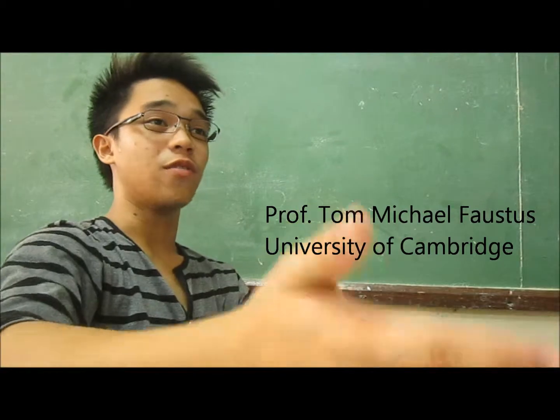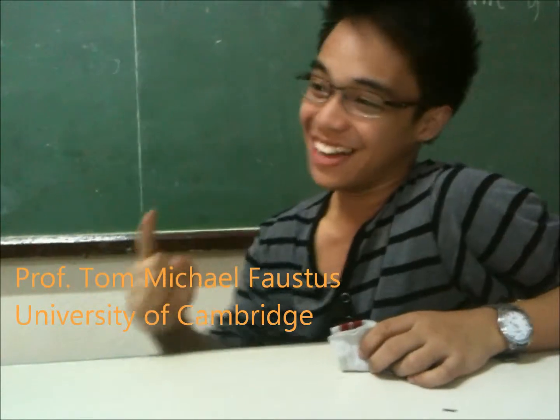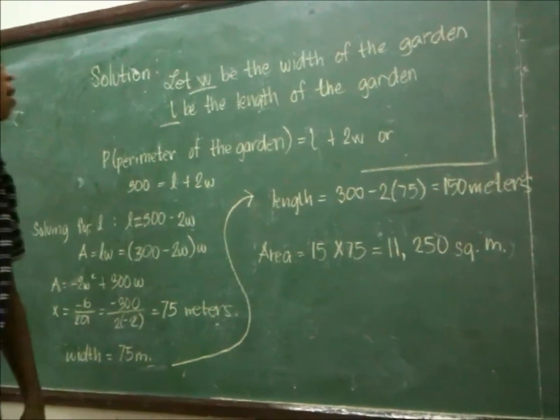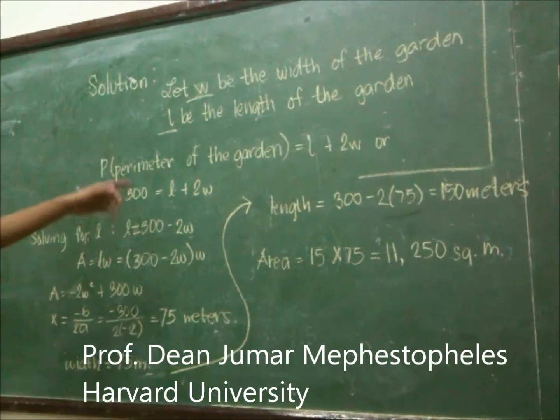There are many applications of quadratic functions. One of the most important applications is to find the maximum or minimum value. Let us consider the following example. Mang Allen has 300 meters of fencing material. One side of his garden is against a wall. What dimensions of his garden must be considered for the area to be maximum? Find this area. Let W be the width of the garden and L be the length of the garden.